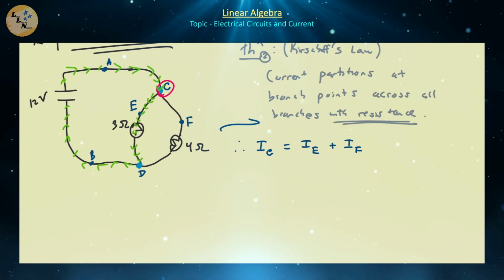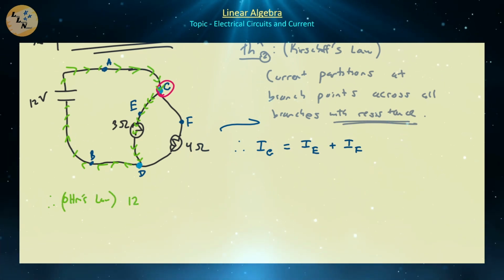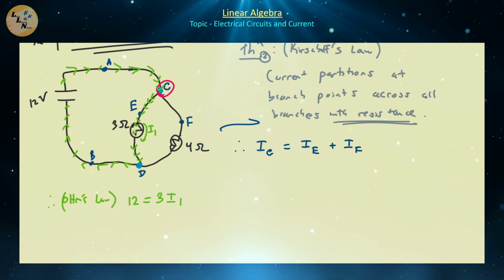Okay, so in terms of Ohm's law, what do we have there? From Ohm's law, we have that 12, our voltage, is going to be equal to I times R. Let's assume that this current across here is I1. So 12 is going to be equal to 3I1.